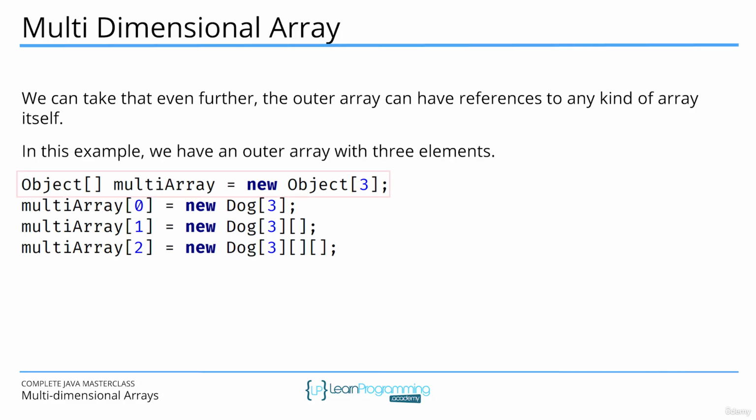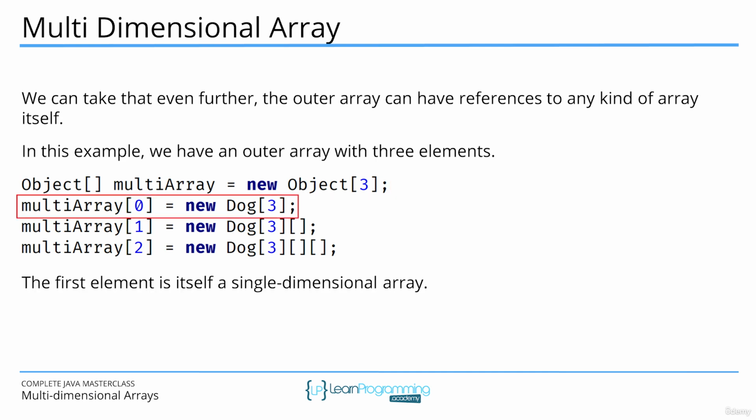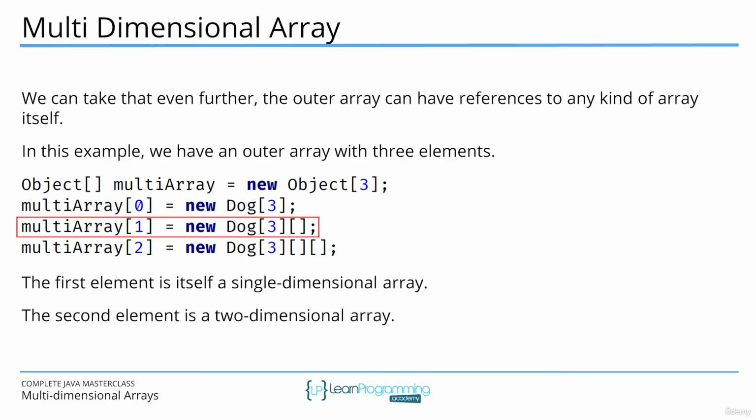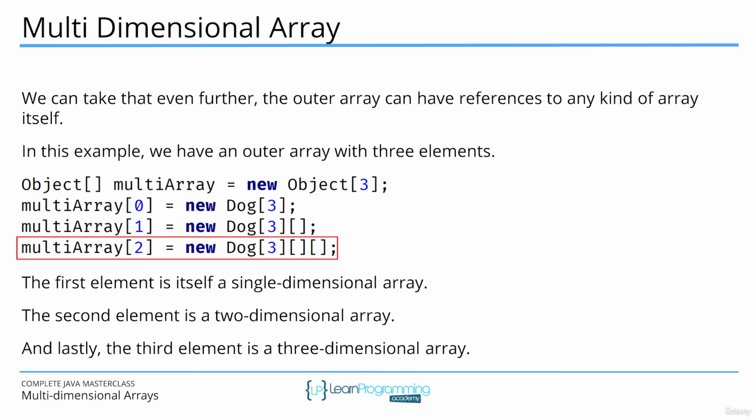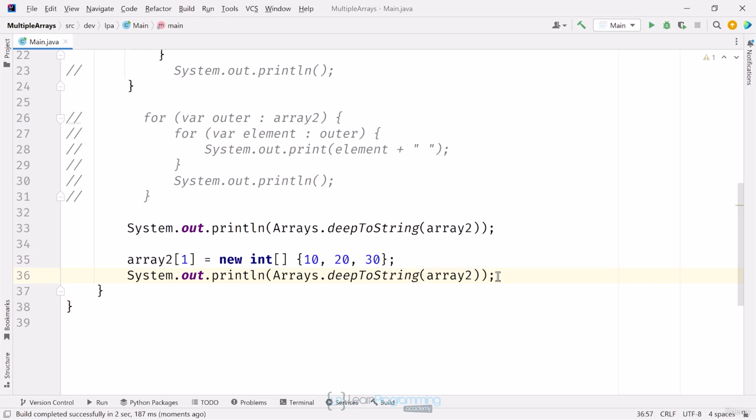In this example, we have an outer array with 3 elements. The first element is itself a single-dimensional array. The second element is a two-dimensional array. And lastly, the third element is a 3-dimensional array. The easiest way to examine this multidimensional aspect is to create an array of Object, as I showed on the last slide. I've said everything can be referred to as an object including arrays themselves, so I'll use this to help you to understand how Java implements arrays simply as nested arrays.